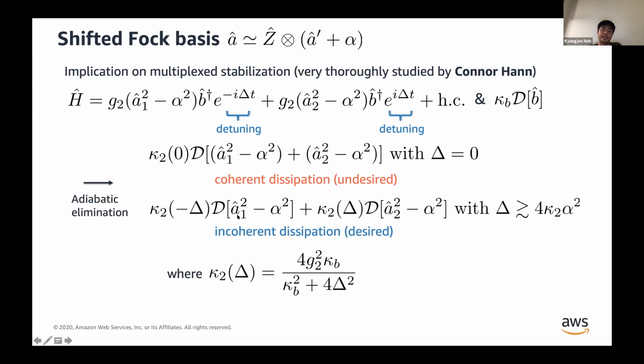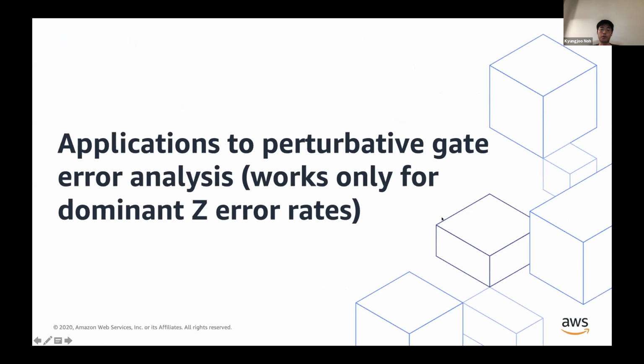To really have a desired incoherent dissipator, we should have a large enough detuning, and the shifted Fock basis gives us this natural energy scale, and it tells us that this detuning has to be much larger than twice the confinement rate, and also this bosonic enhancement factor can be of order 6 to 10. So when we design the parameters, taking this into account is really crucial.